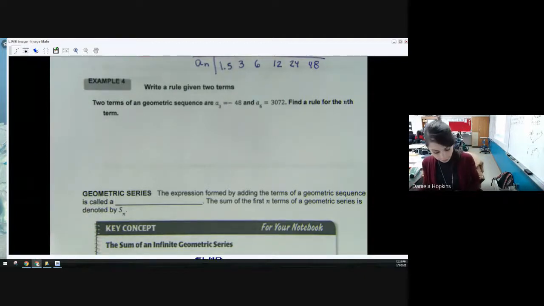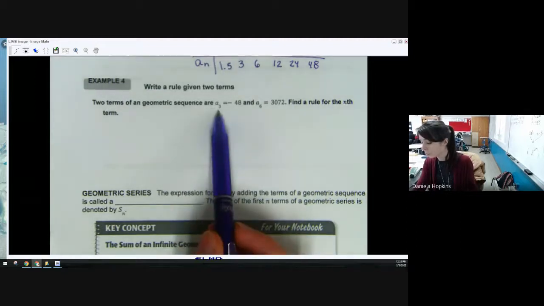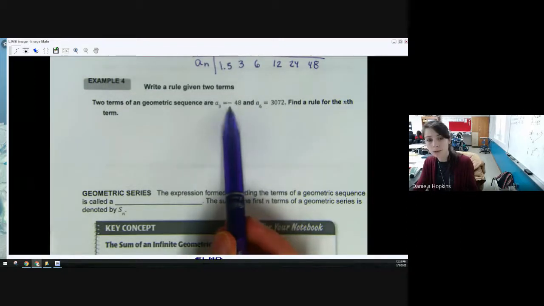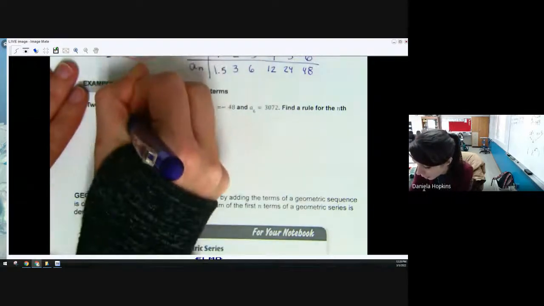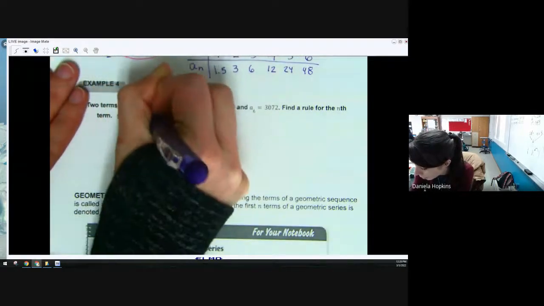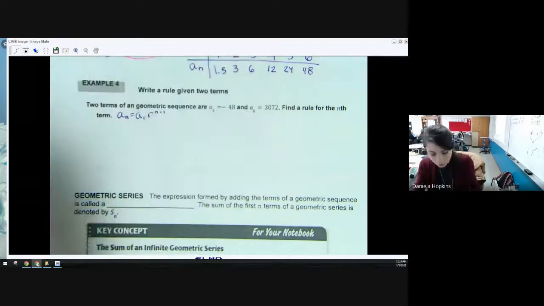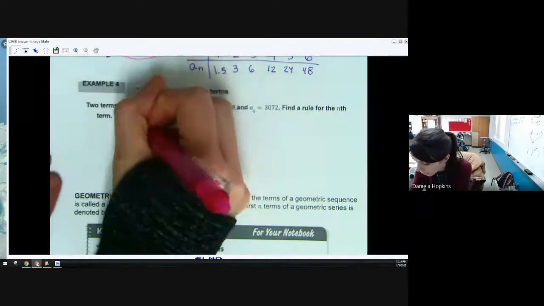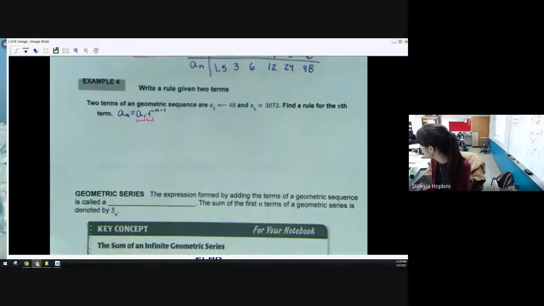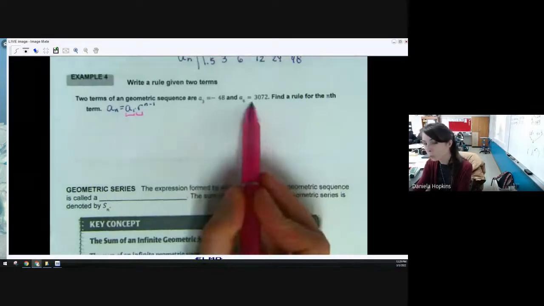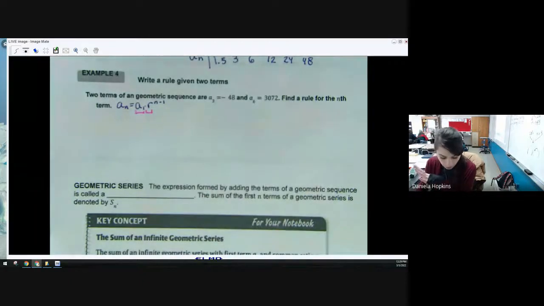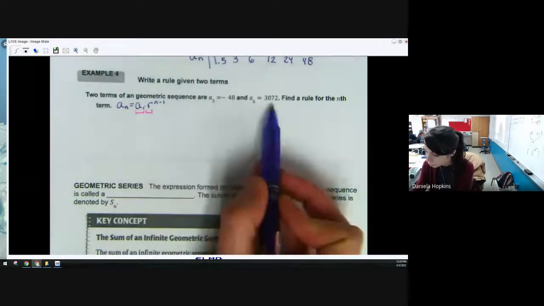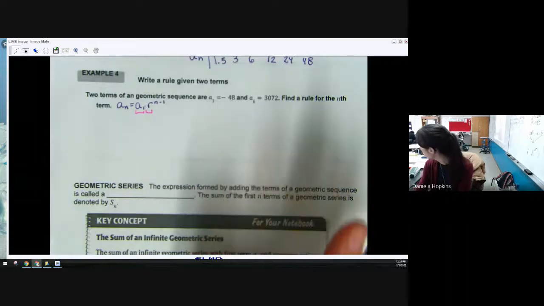We'll see. So this is going to be the hardest thing I asked you to do. It's where you're given 2 random terms in a sequence, and you need to find the rule. So again, our general rule is a sub n equals our first term times r to the n minus 1. And now, unfortunately, we don't have a1 and we don't have r. And we don't even have consecutive terms where we can easily figure out what r might be. So similar to yesterday, we are going to take these 2 and we're going to make 2 different equations.